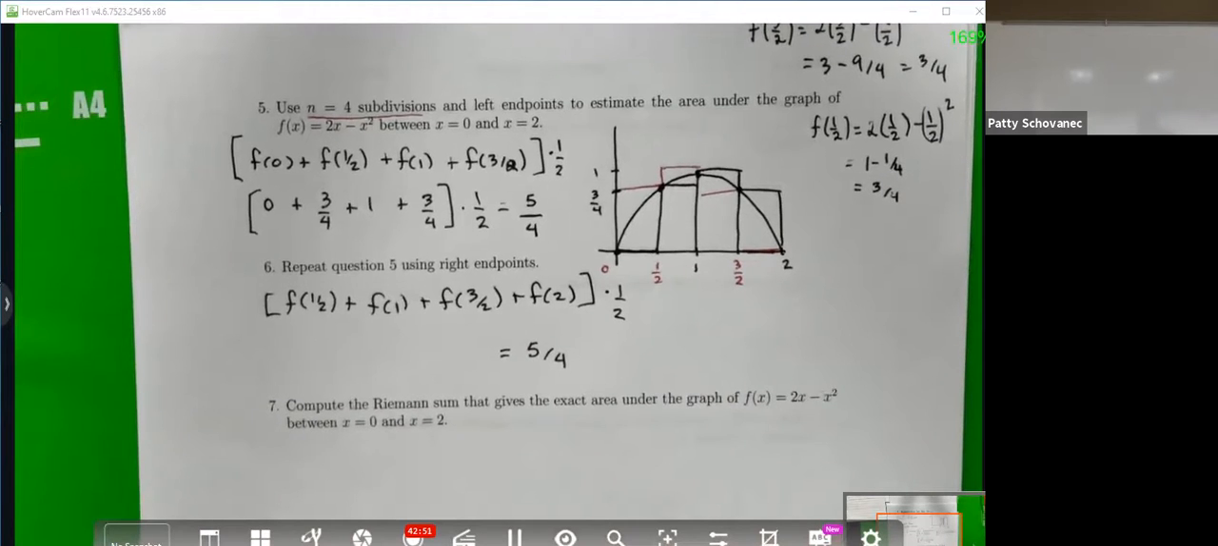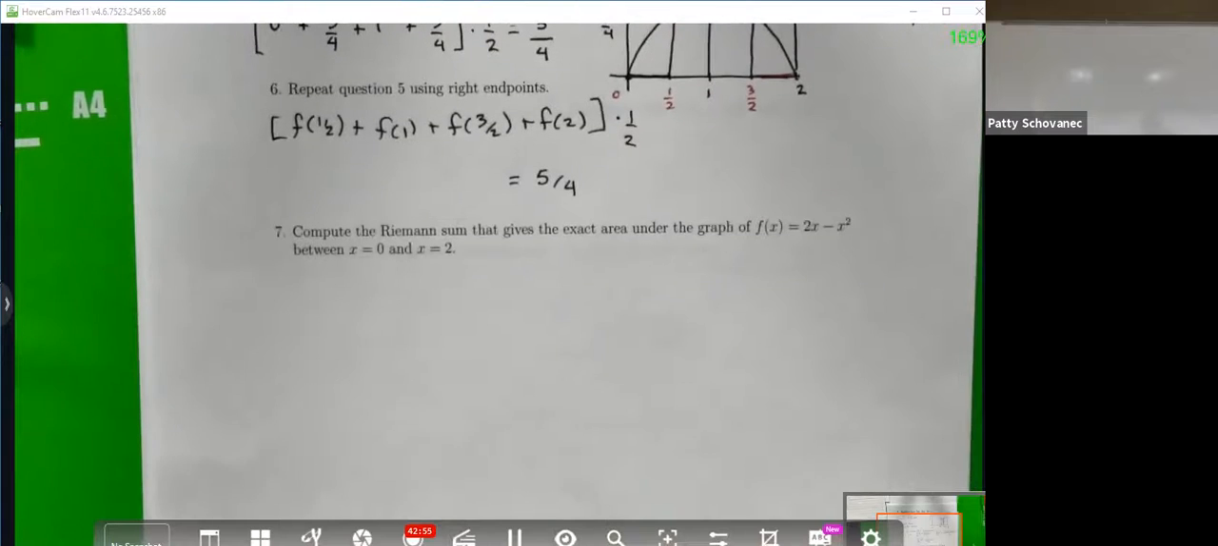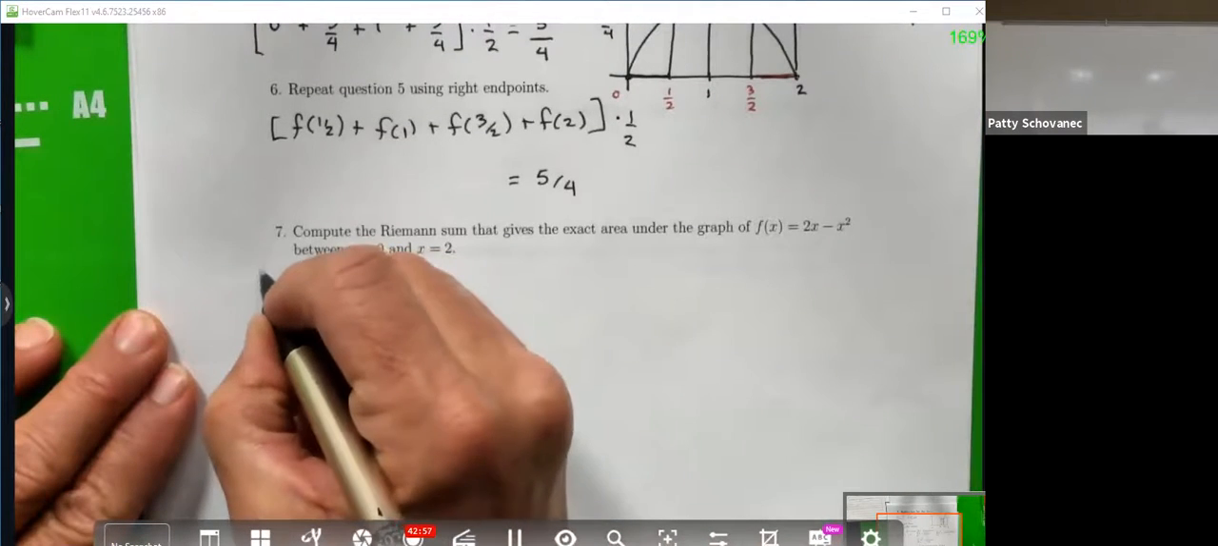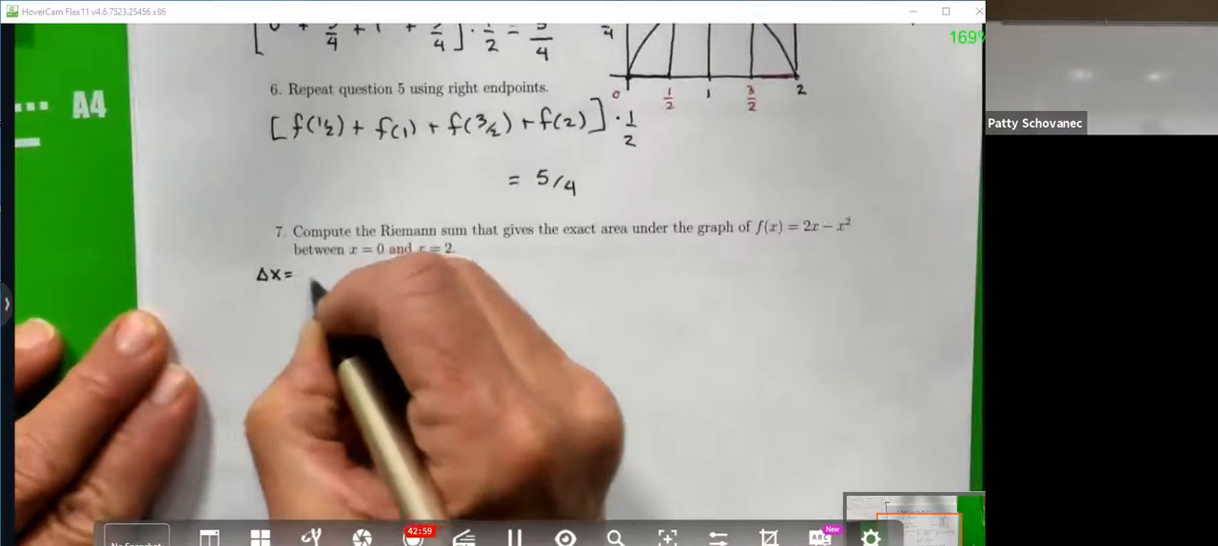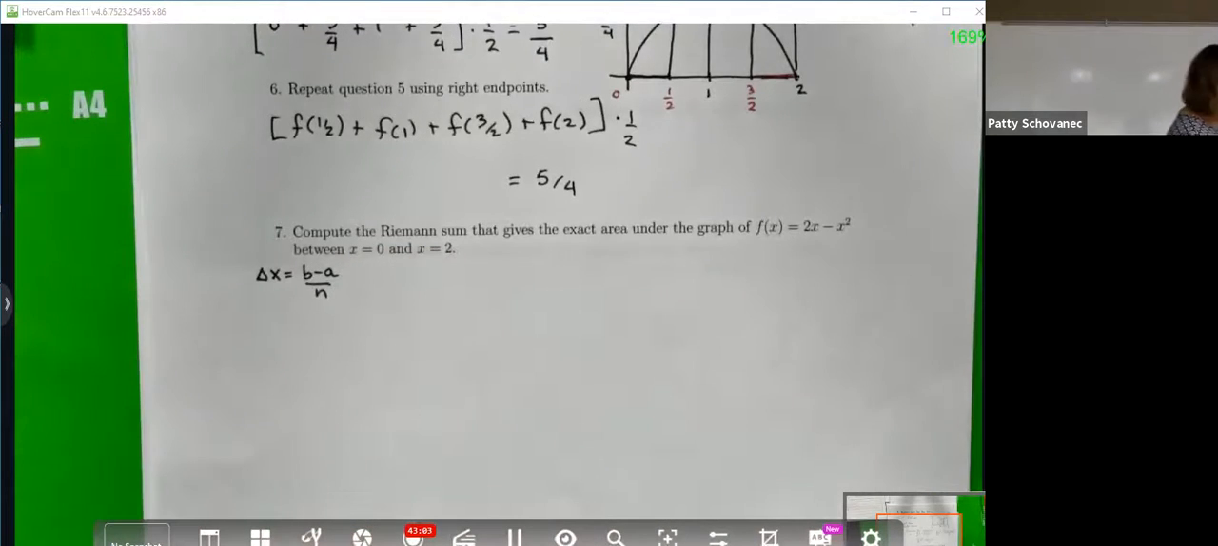Okay, now we're going to do it in general. So first thing, I'm going to step you through it. Delta x is b minus a over n. What do you get for your delta x? Over n.